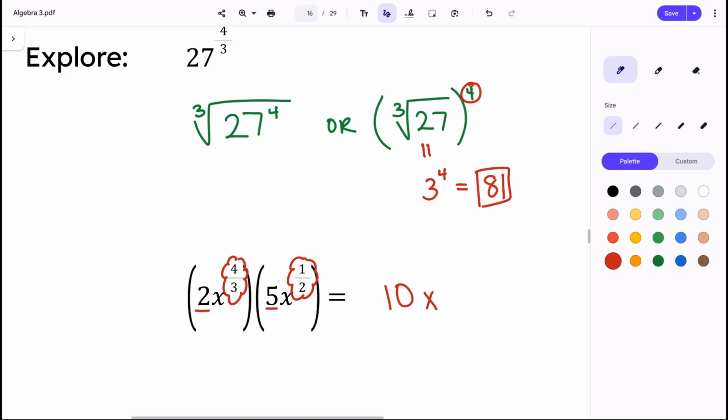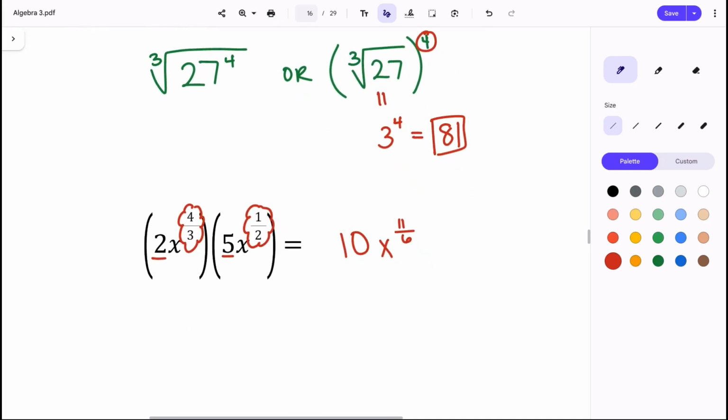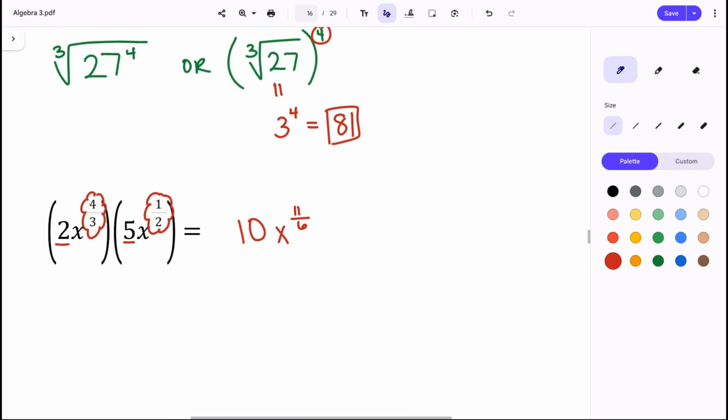What is 4/3 plus a half? 11/6. Yep, 11/6. Okay, now let's think about how we could rewrite this so that it's in root form. I can't really do anything with that 10. The 11/6 does not apply to the 10. Okay, so the 10 is just honestly going to kind of tag along with the rest of this problem here.